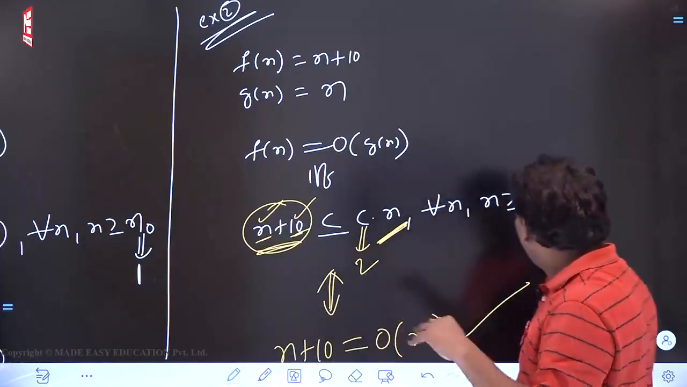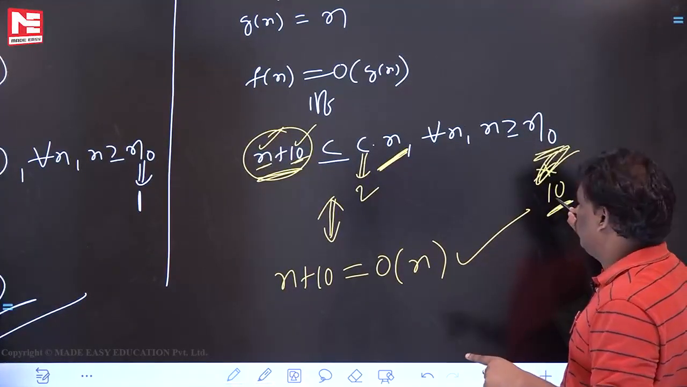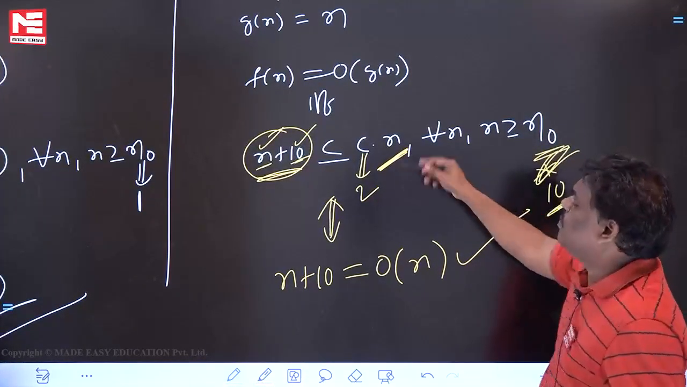Such that, find one N0. I found N0 value 10. If you find N0 value 10, then from there onwards it holds.